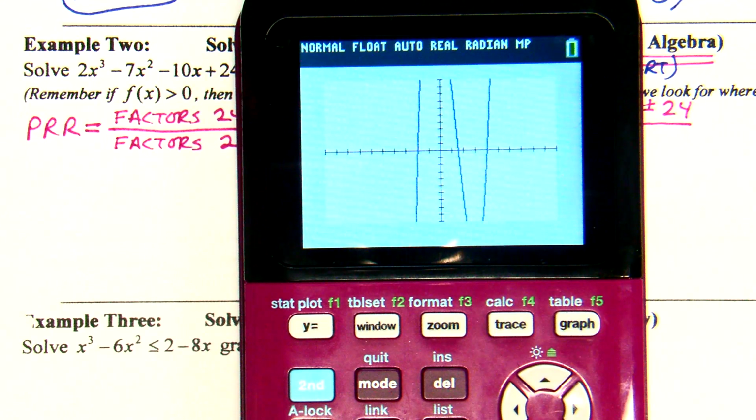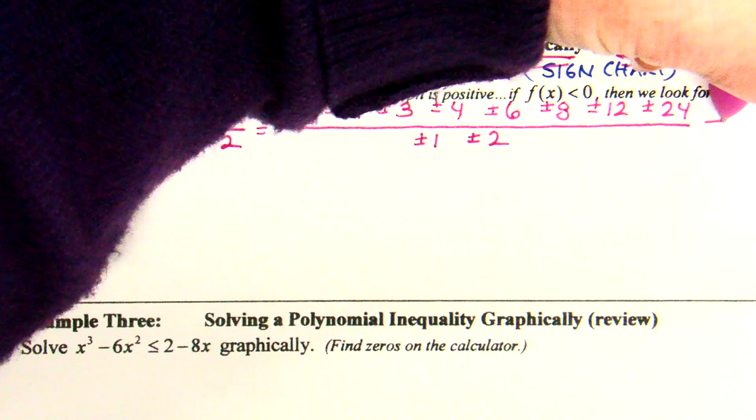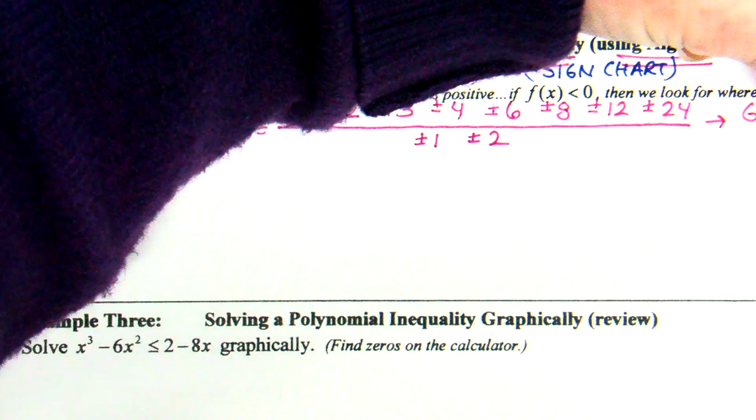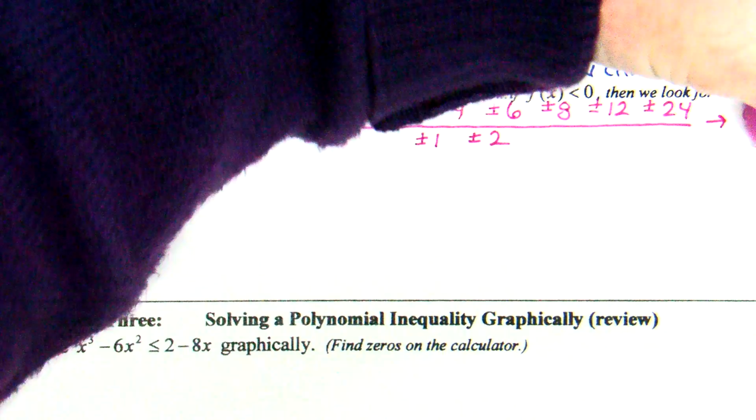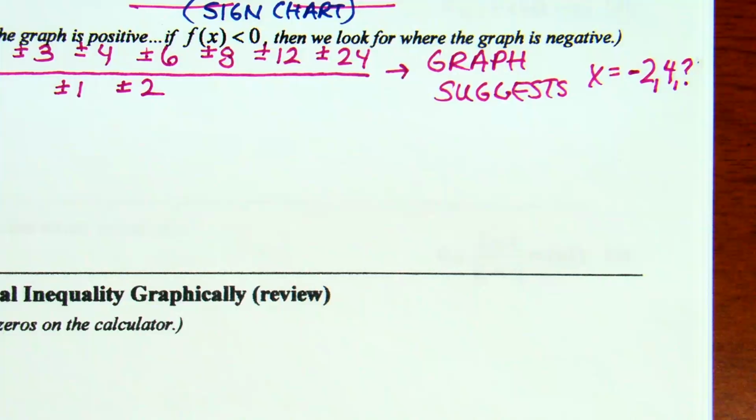I'm going to say that my graph suggests that I try x equals negative 2, 4, and to be honest, sorry, I'm just going to put a question mark. It's negative 2, 4, and question mark. You could put 1 point question mark if you want. In all honesty, by the time I get to that point, I won't need it.